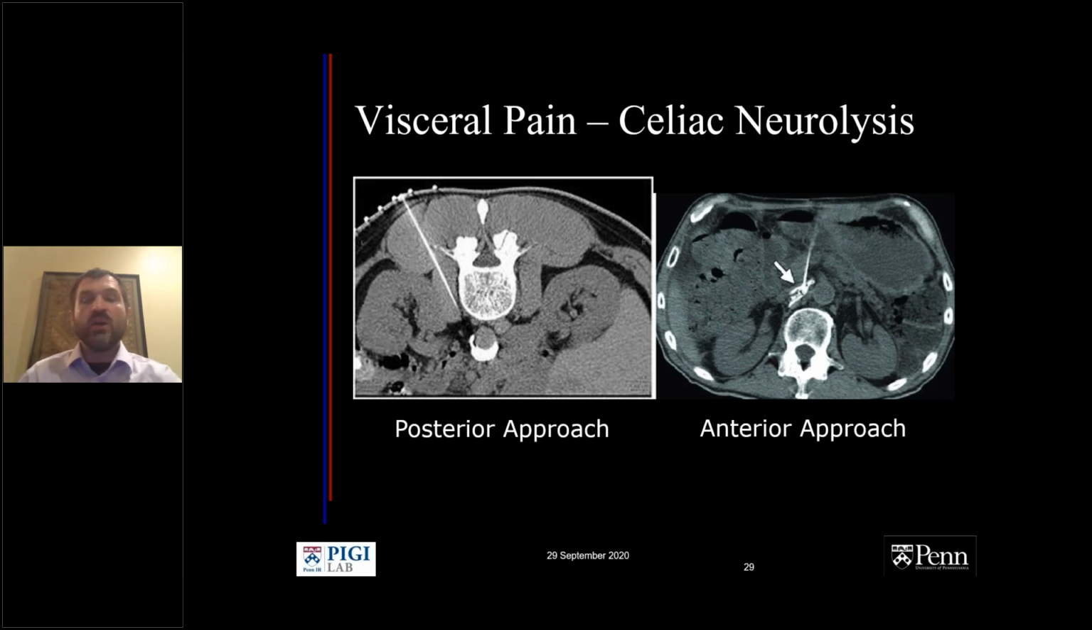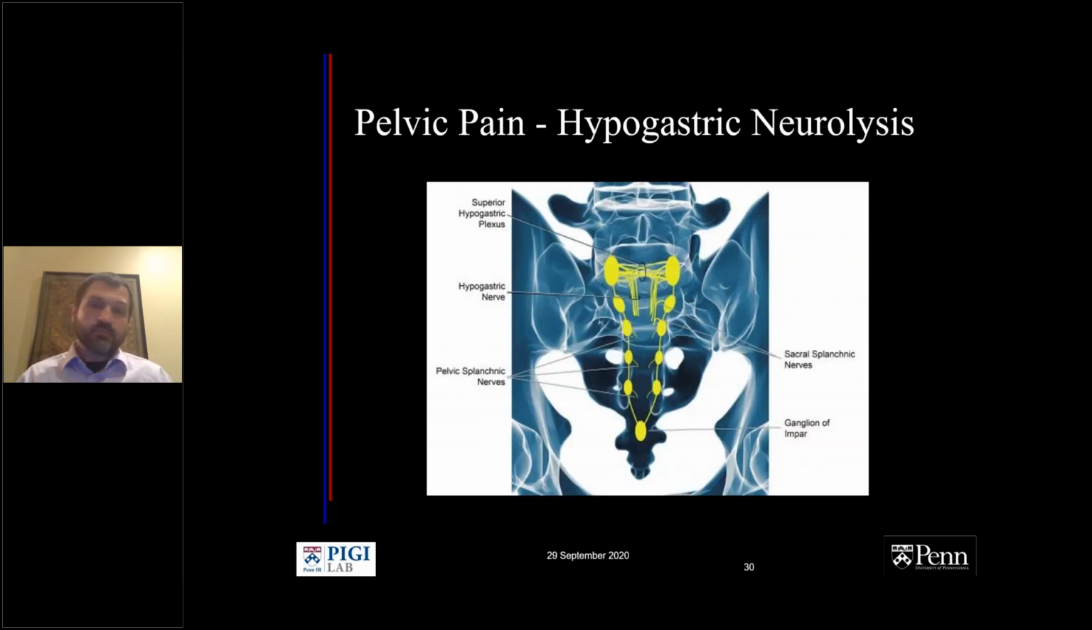But I use ethanol. Some other people use phenol. I think ethanol is most common. You could do the same kind of procedure though using a cryoablation needle, where you could put that in from a posterior approach right alongside the aorta and ablate the nerves that way.